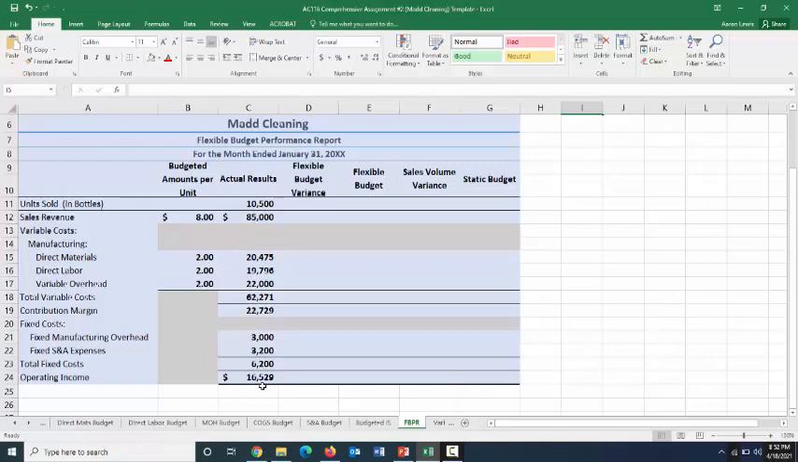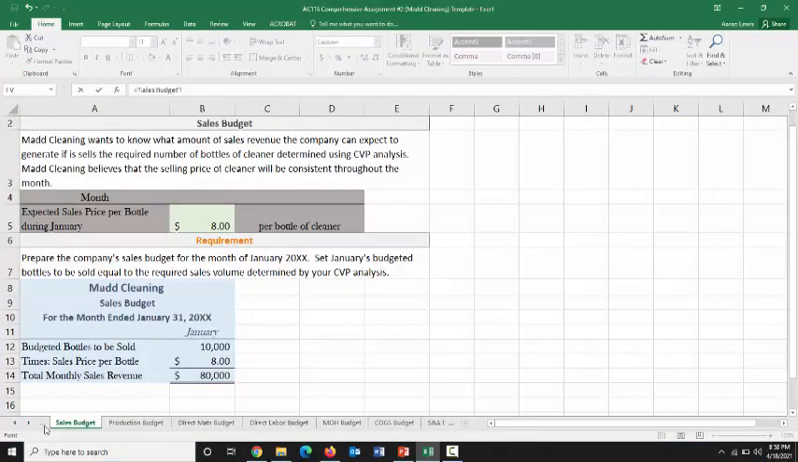Let's start doing that by filling in the static budget, the rightmost column on our flex budget performance report. The first line is the number of units sold in terms of bottles. We actually sold 10,500 bottles of all-purpose cleaner, but that is not the amount that we budgeted for. What was our expected level of sales? We can find that if we go back to our sales budget. We expected to sell 10,000 bottles during the period.